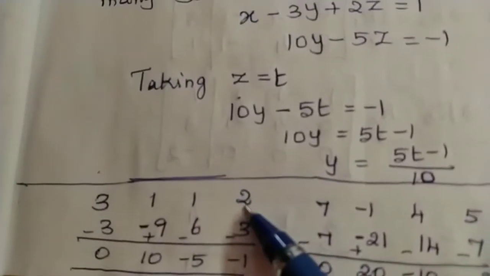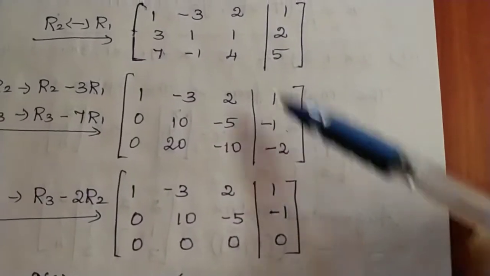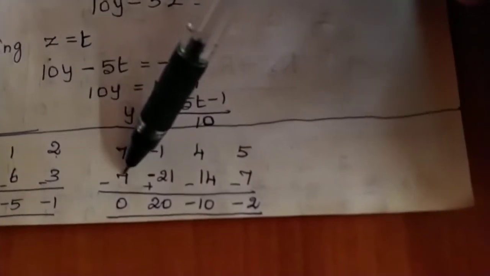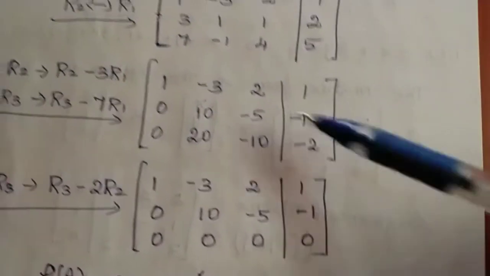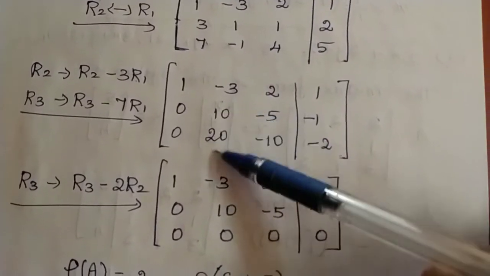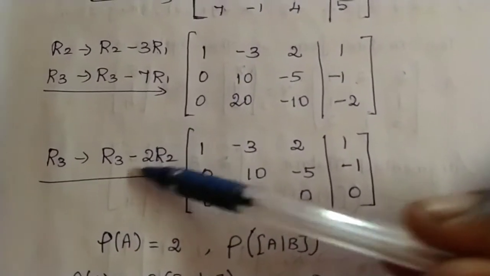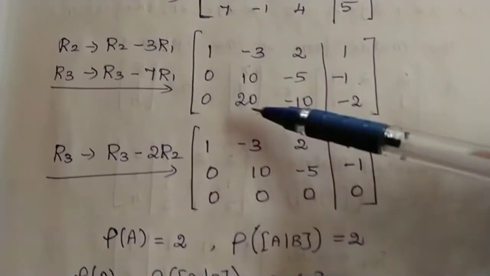For R2 minus 3R1, multiply R1 by 3 and subtract, and we get the values. Next, R3 minus 7R1: multiply R1 by 7 and subtract, we get 20, minus 10, minus 2. Next, we want to make this place equal to 0, so multiply by 2 to get 20. That is R3 becomes R3 minus 2R2. Here, multiplied by 2 means 20, and subtract.